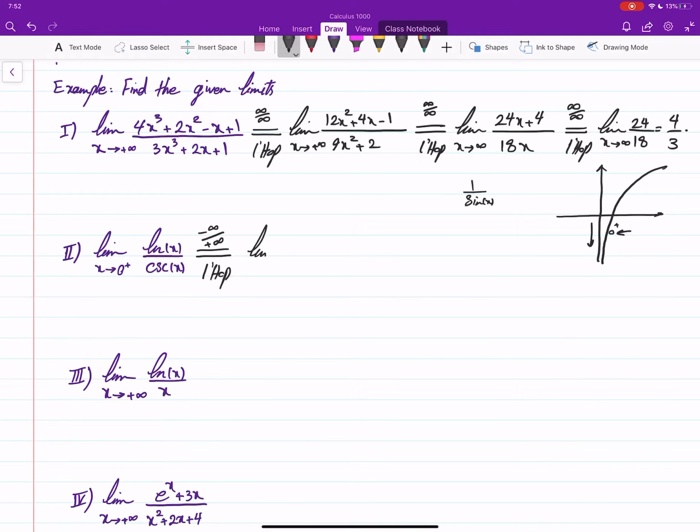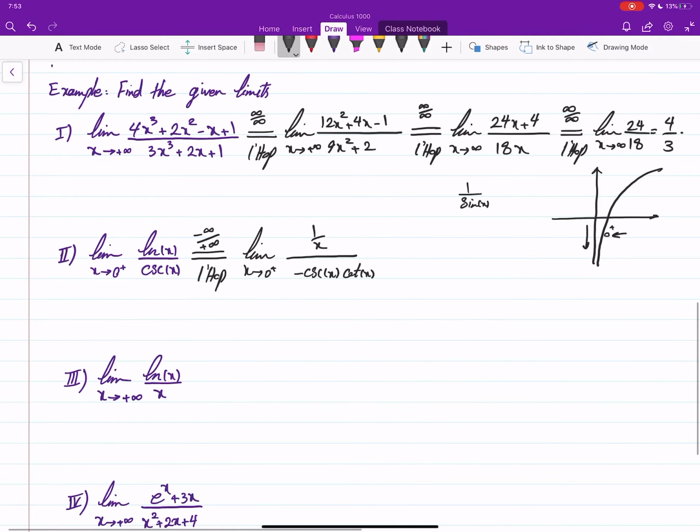And well, that means that we can replace this limit by another function, which is the derivative of the numerator, 1 over x, over the derivative of the denominator, which is what? Cosecant x times cotan x, as x goes to 0 plus.